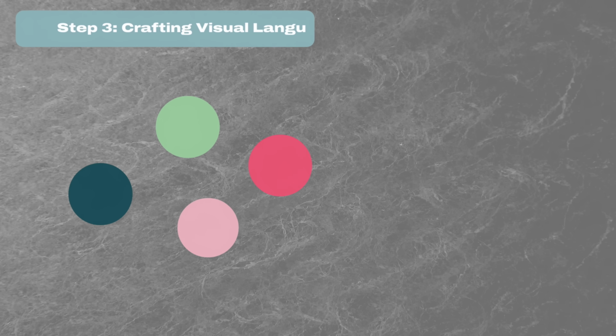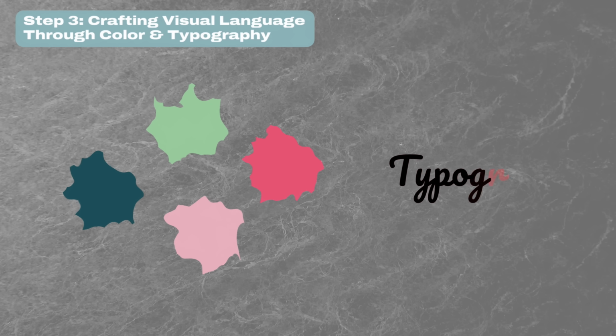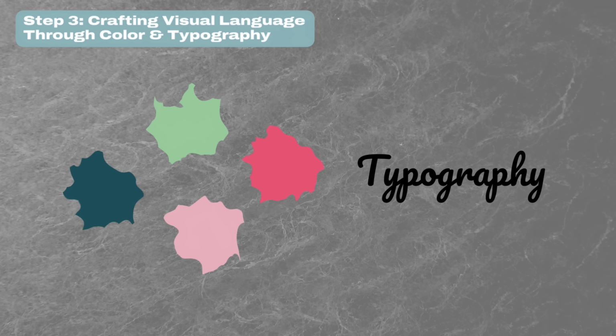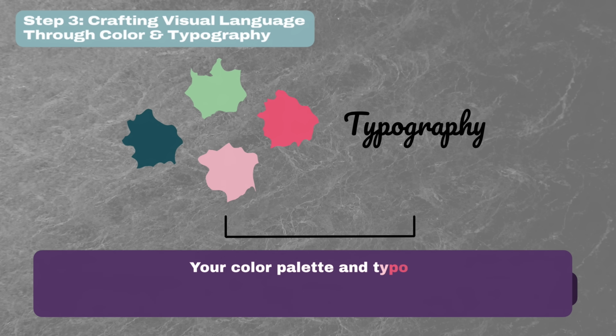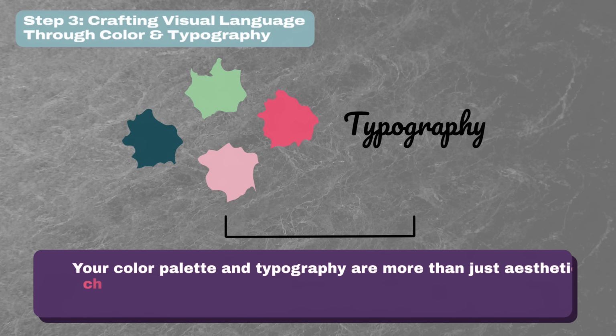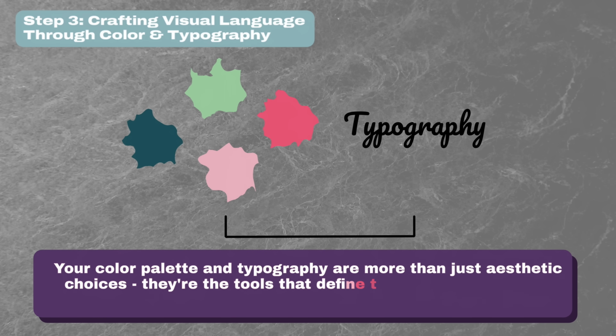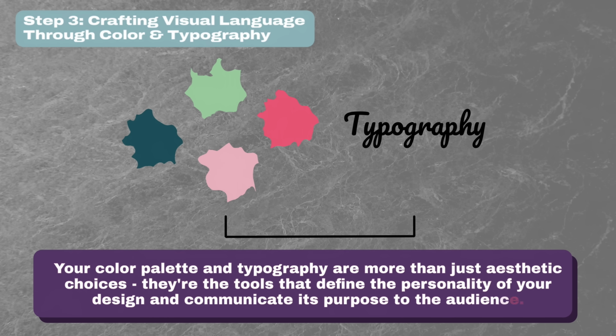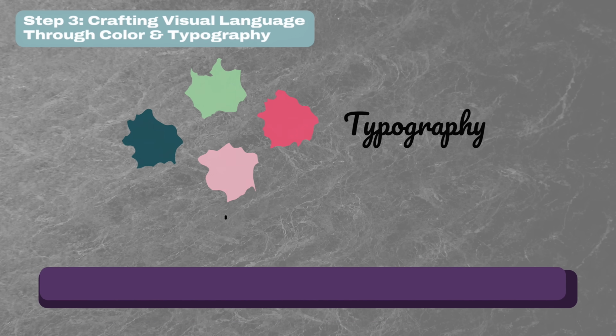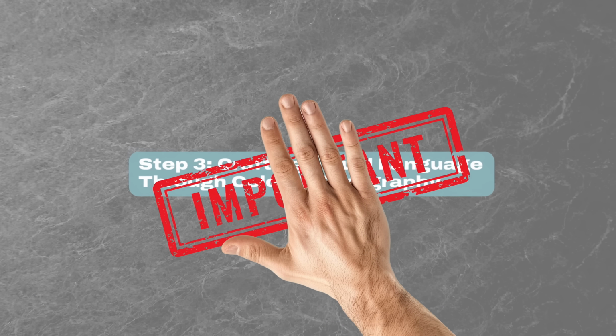Next, we need to craft a visual language through color and typography, as well as other things too. Your color palette and typography are more than just aesthetic choices. They are tools that will define the personality of your design and communicate its purpose to the audience. Now, if you fail this step, your design will totally miss the mark, and I cannot emphasize enough how important this is.